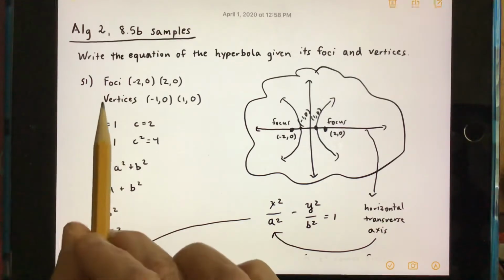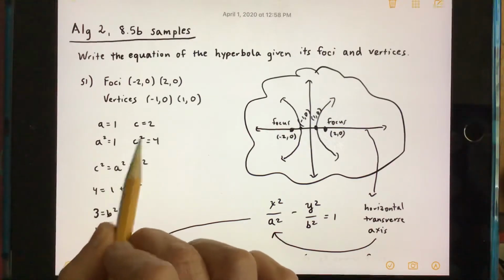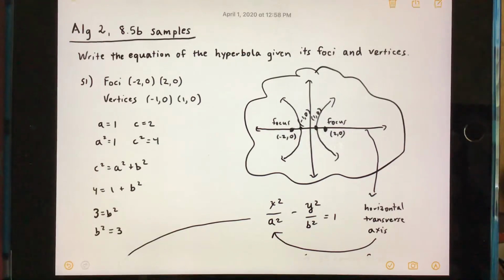The foci are -2, 0, and 2, 0. That means our c value will be 2. So the c relates to the focus non-zero numbers. So c is 2, and c squared is 4 then. Okay, so we have part of what we need to write our equation. We will need our a squared and we'll need our b squared. We've got our a squared right here, but we don't have our b squared yet.